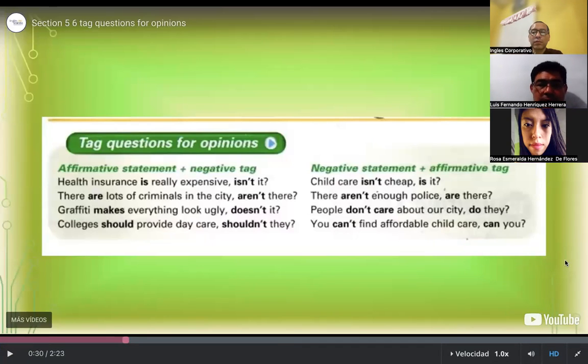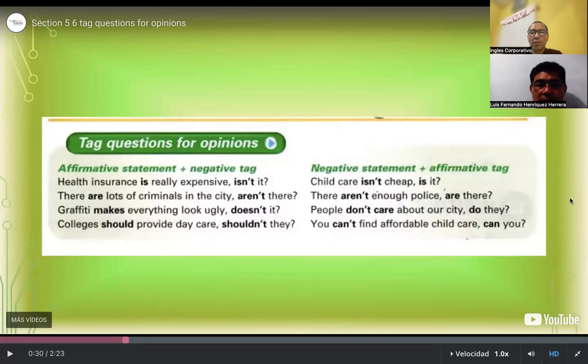I think yes. So yesterday we made some exercises. I understood that when one sentence is positive, the tag needs to be negative.